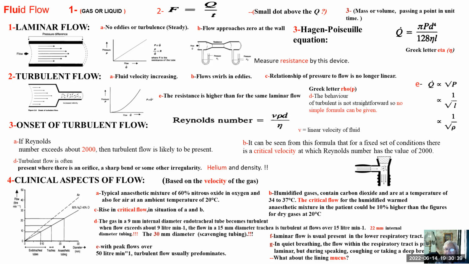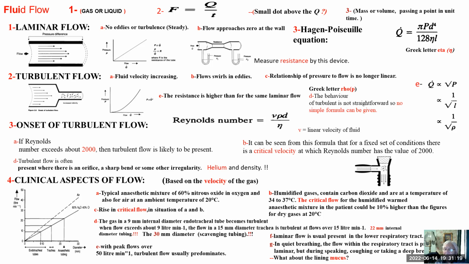You see, this means that there is more possibility of turbulence using the mixture than in air. On the other hand, if we use humidified gases at a temperature of 37 with carbon dioxide, the critical velocity will also be changed, and these two items will raise the critical flow. In other words, I can increase the flow in such circumstances before reaching the Reynolds number.